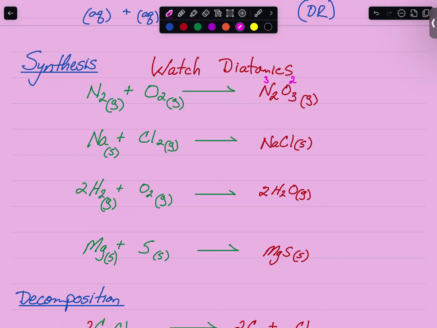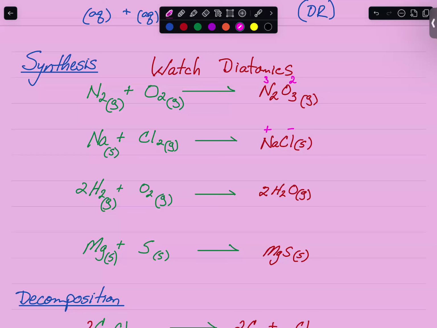And so as we look at the second one, I've got sodium and chlorine going together. Keep in mind, these do not have charges over on the reactant side. Those are elements. Elements don't have charges. Then when I put them over on the product side, now I come in, I go +1, -1.